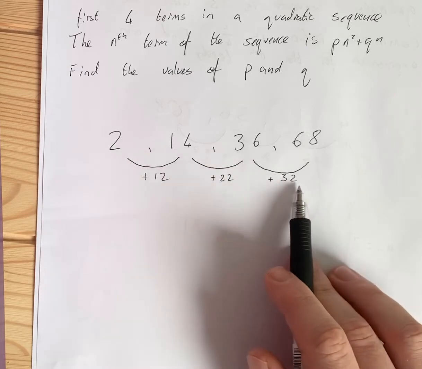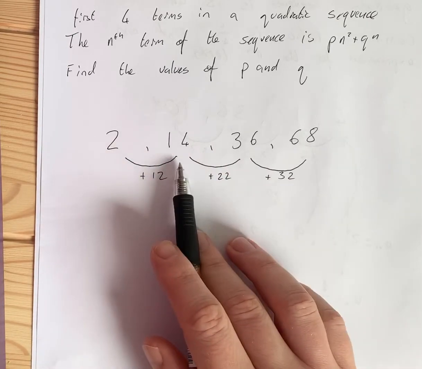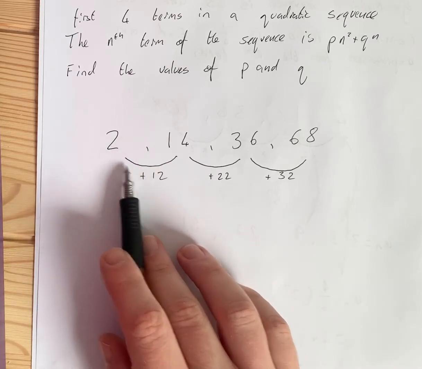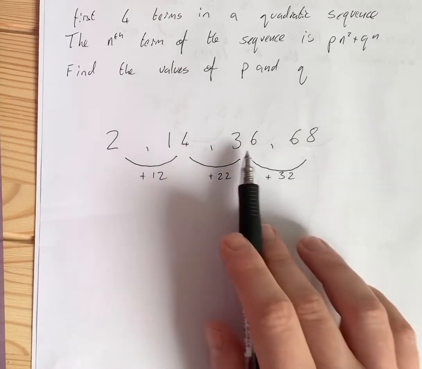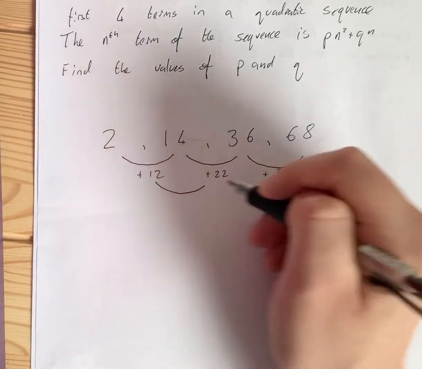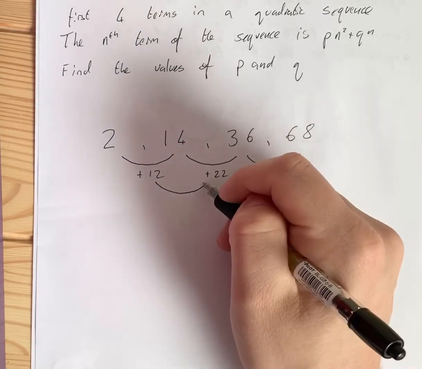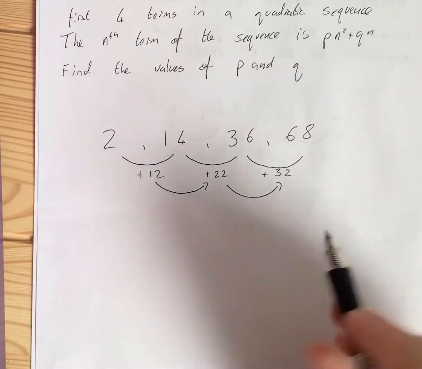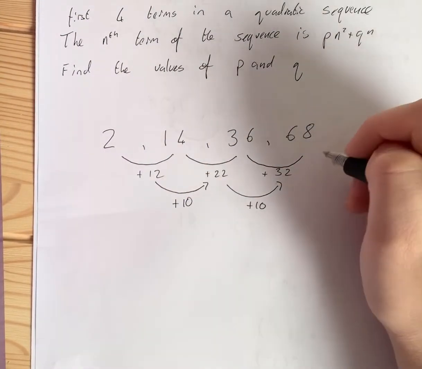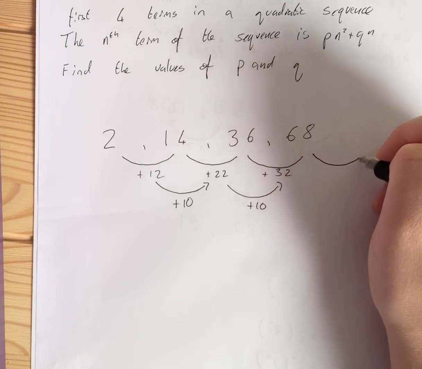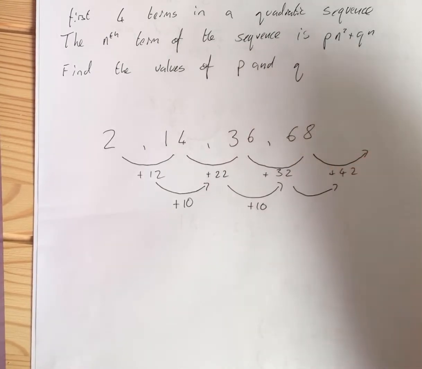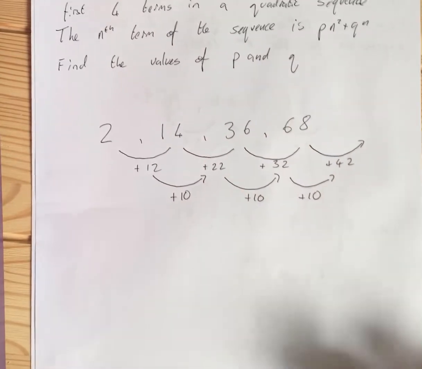Key thing with a quadratic sequence. It goes up by what we call the first difference. So adding 12, adding 22, adding 32. The first difference changes, but the second difference, to go between the terms, is the same. So we're going to add 10 each time. If we wanted to get to the next one, we would add 42 because we're going to add 10.